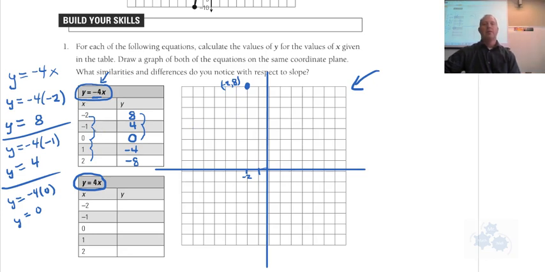The next one is going to be -1, so you go in the negative, so you go 1 to the left in the X direction, side to side. Then you go up 4. 1, 2, 3, 4, and you put a point there. So that's -1, 4. That's that point. 0, 0, that's an easy one. 0, 0. And then we go 1, -4. 2, 3, 4.